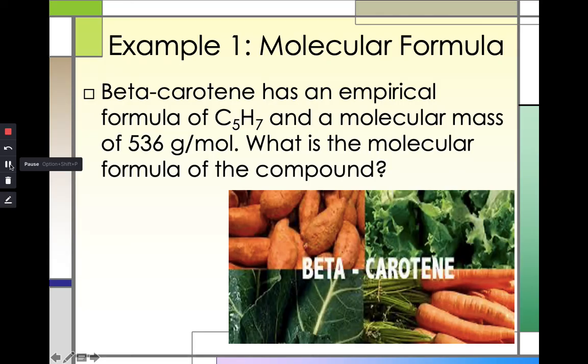Now let's deal with another example on molecular formula. So if we are very lucky, we will have problems wherein the empirical formula is already given, such as this one, beta carotene. So beta carotene improves eyesight and is commonly found in leafy vegetables, okay, carrots, and etc. So the empirical formula is C5H7, and the molecular mass is 536 grams per mole. Now we are asked what the molecular formula is for the compound.